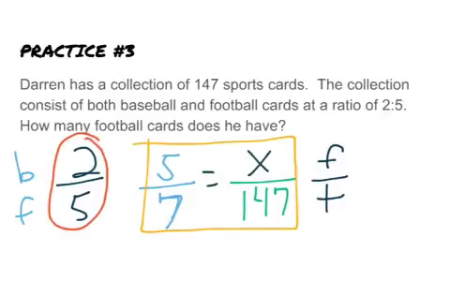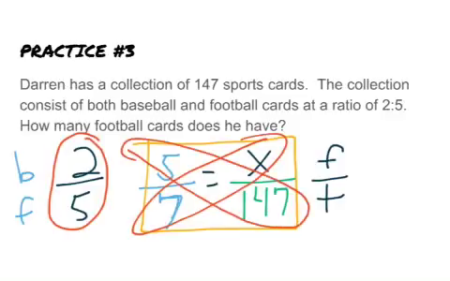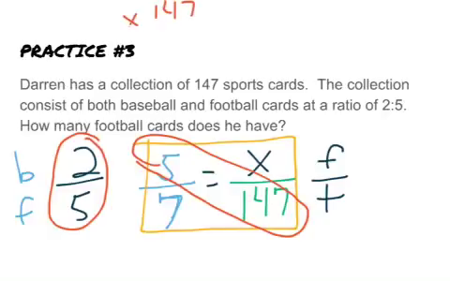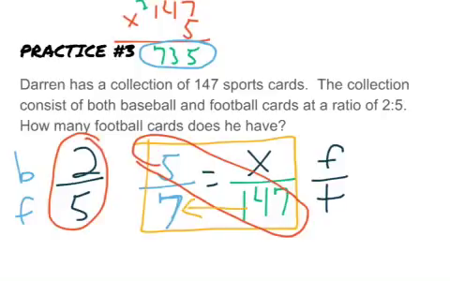Again, this is another one where I would use cross products, where we just cross multiply and divide. Okay, but I'm going to show that to you as the first thing we'll do is find the product of 5 and 147. So we multiply 147 times 5. And when we do that, we get 735. But we're now going to divide by the 7.